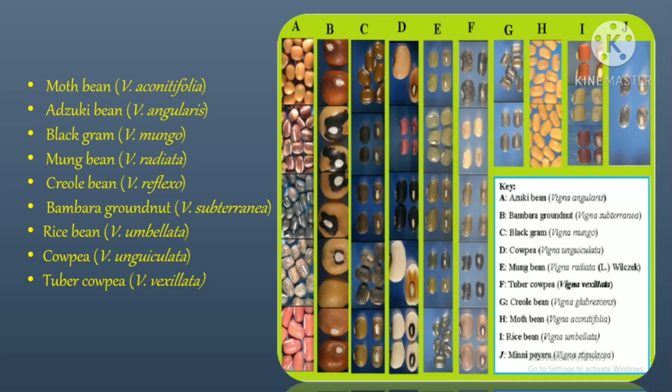Rice bean, which is known as Vigna umbellata. Cowpea, which is called as Vigna unguiculata. In Tamil it is known as Tattaipairu. And also tuber cowpea, which is known as Vigna vexillata.